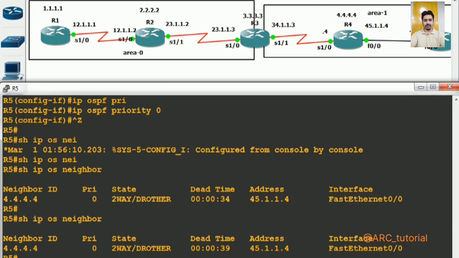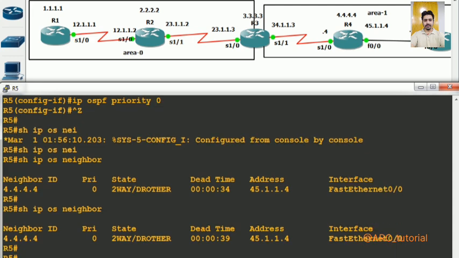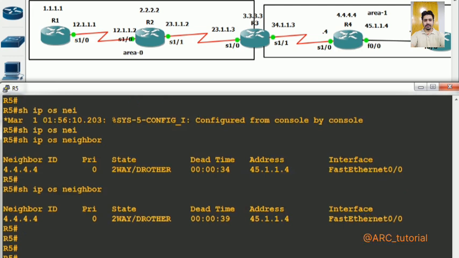Understood or not? Yes. Sir, can you show static neighborship? What? Static neighborship. I will do everything, don't worry, but I can't perform everything together. I will not skip any single topic. Don't worry, it will be covered in the next class.